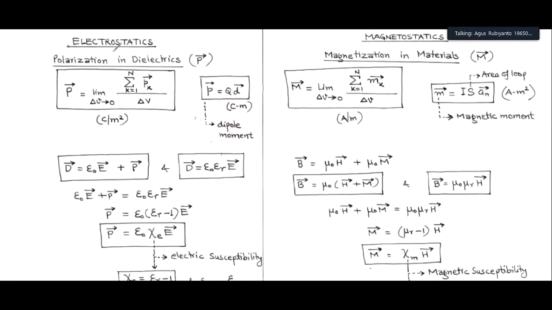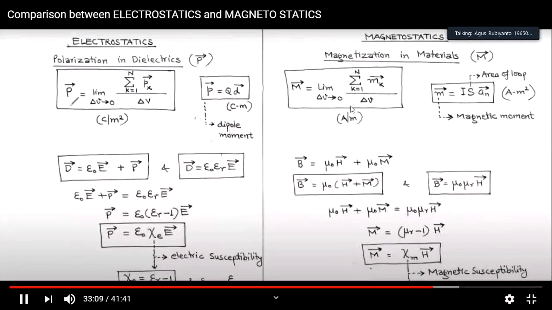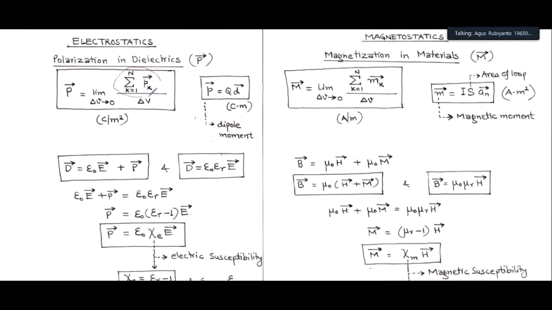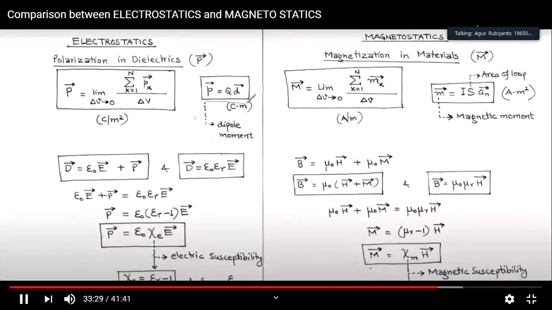Next comparison is, in electrostatics we talk about polarization in dielectric material, that is denoted by capital P vector. And in magnetostatics we talk about magnetization in magnetic material, that is denoted by capital M vector. So first is polarization, polarization in dielectrics. Polarization is denoted by capital P vector and it is equal to the summation of dipole moment per unit volume as volume tends to 0. And the unit of polarization is coulomb per meter square, because we know that the dipole moment is Q into D vector and its unit is coulomb meter.